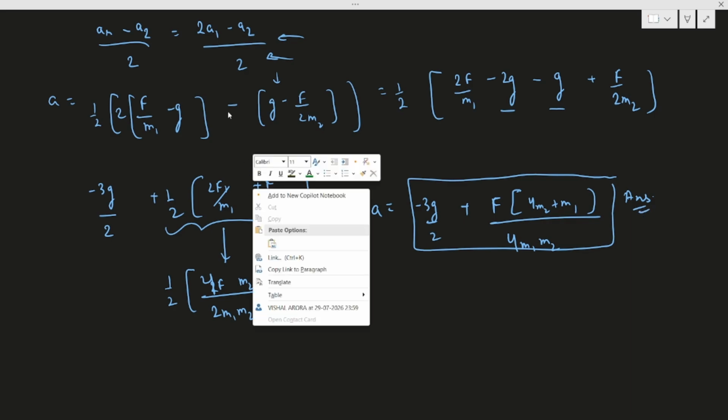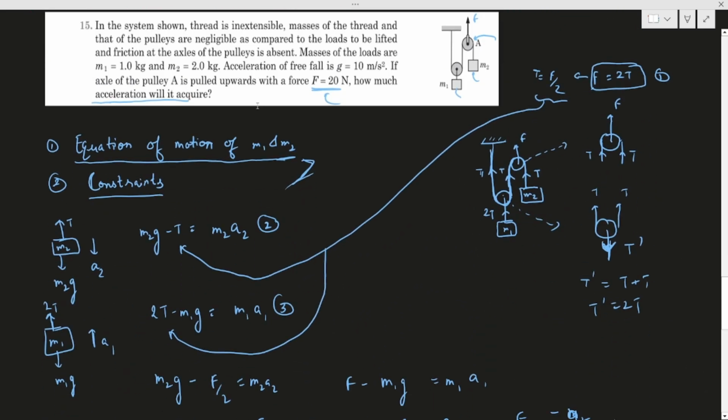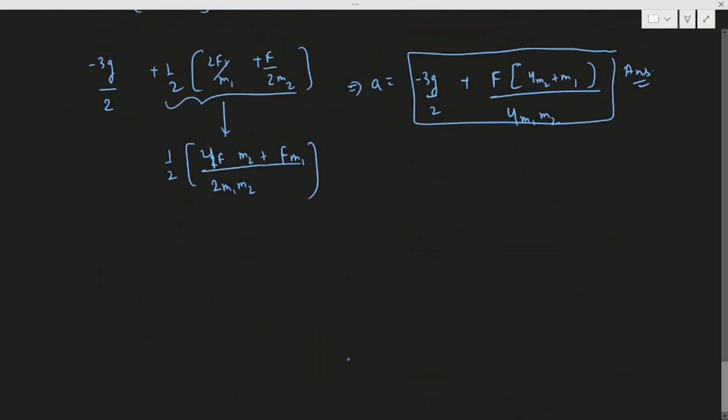Now F equals 20 newtons, M1 equals 1 kg, M2 equals 2 kg, and g is given to be 10 meters per second squared. So when I put the respective values in this expression, A comes out to be 0.